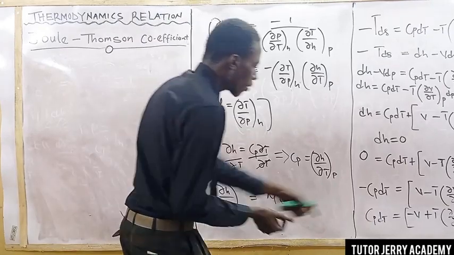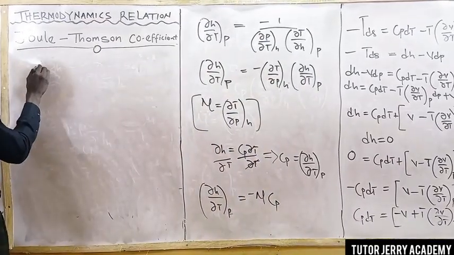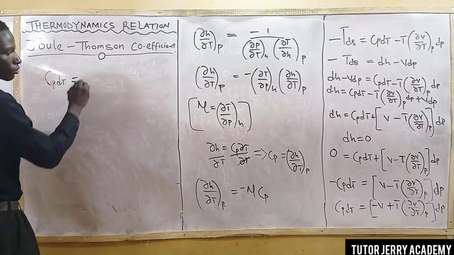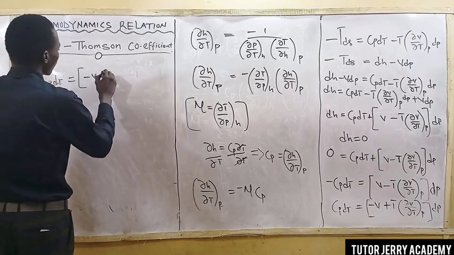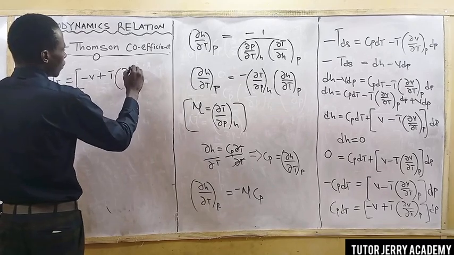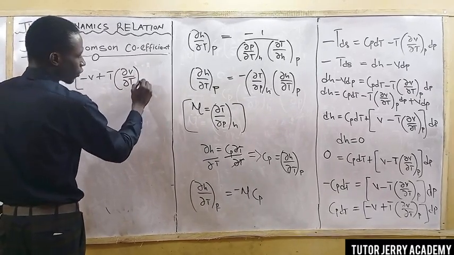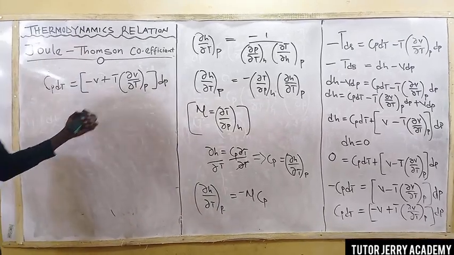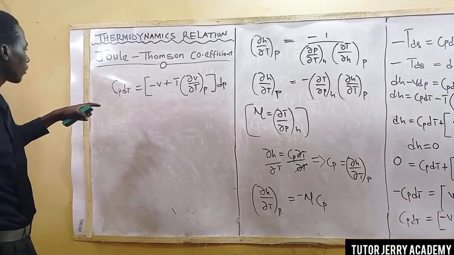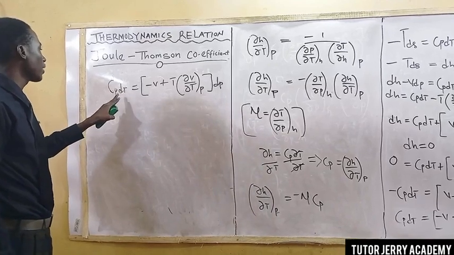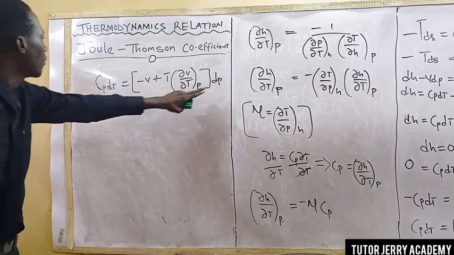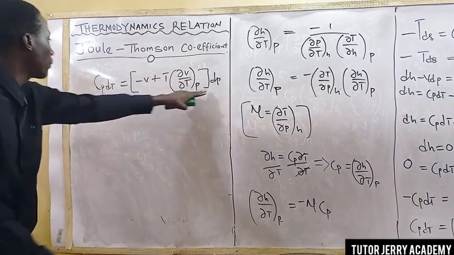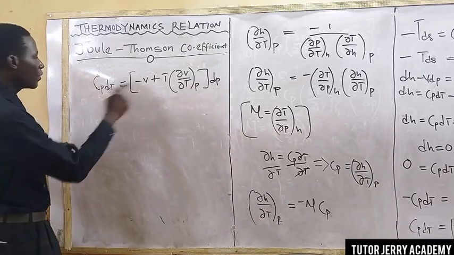So next, I will be writing this equation here. So we have Cp dT is equal to the bracket of minus V plus T into the partial derivative of V over the partial derivative of T, keeping P constant, dP. So this is what we have. So in this equation, we are going to be dividing both sides by dP Cp.